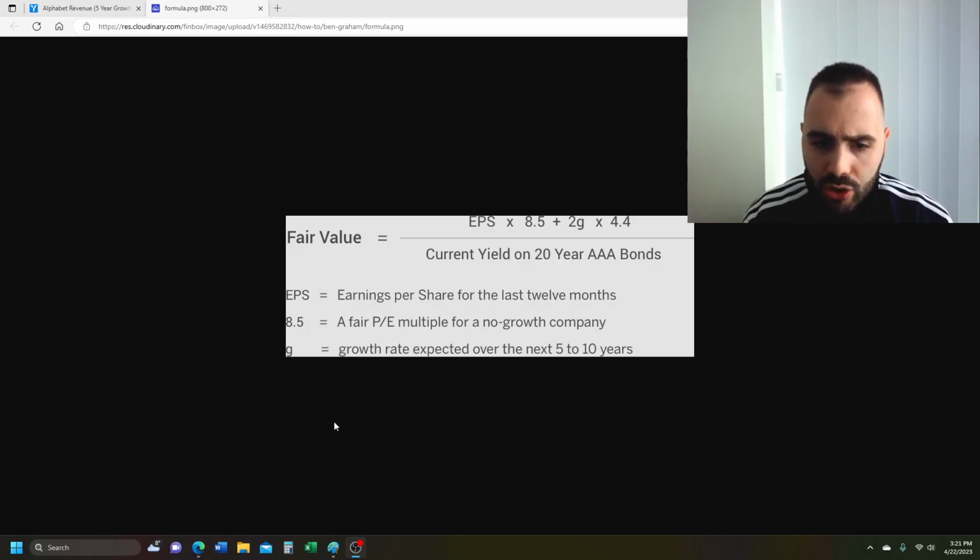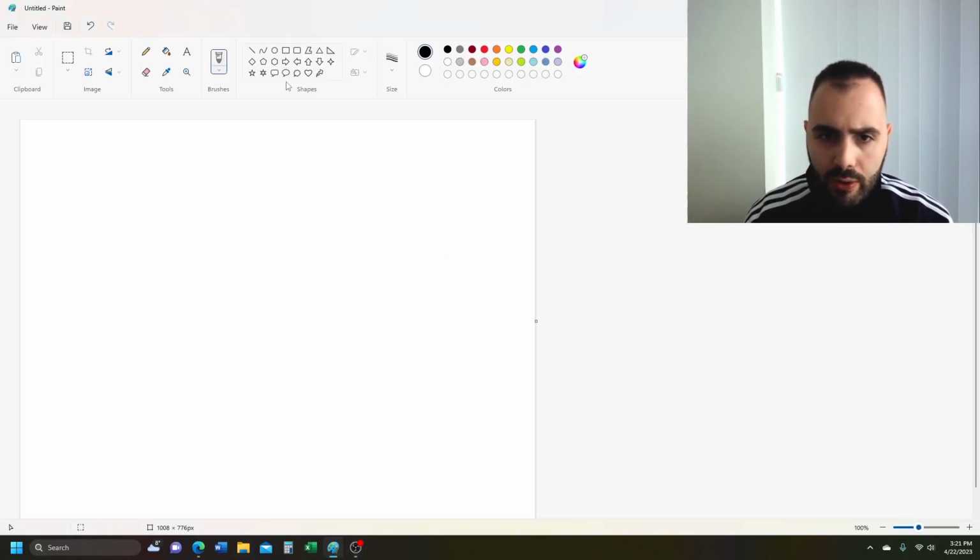So let's say we just do this for Alphabet just for fun, okay? Basically what we would have to do here is take the earnings per share, which remember is not the trailing 12 months earnings per share. If you use the trailing 12 months earnings per share, it's going to give you a number that's way too high and is not consistent with the current sustainable earnings power of the business, okay?